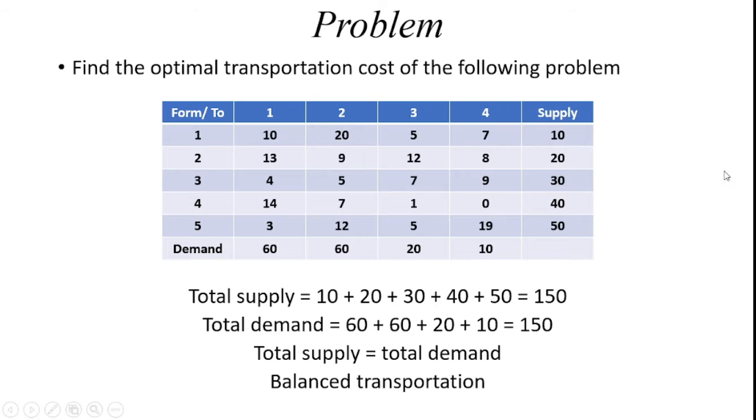Adding the supply values given in the table, 10 plus 20 plus 30 plus 40 plus 50, I get 150. And I can also identify the total demand provided by the problem, 60 plus 60 plus 20 plus 10. From this I get 150. So the total supply is equal to total demand in this problem. So this problem can be called a balanced transportation model.